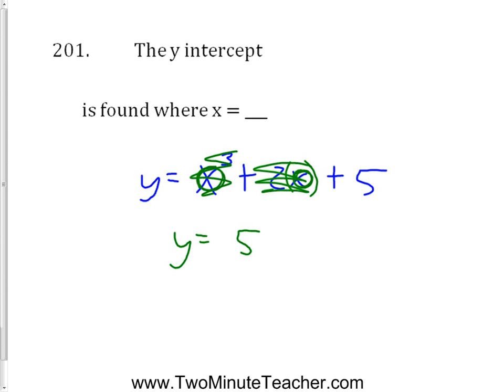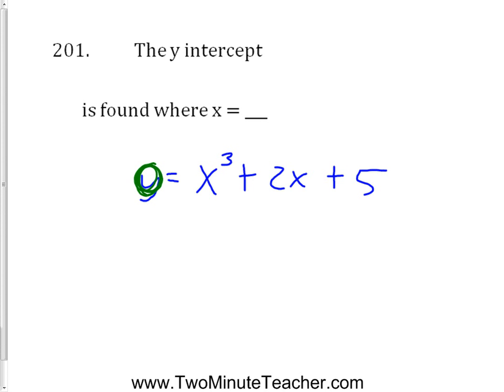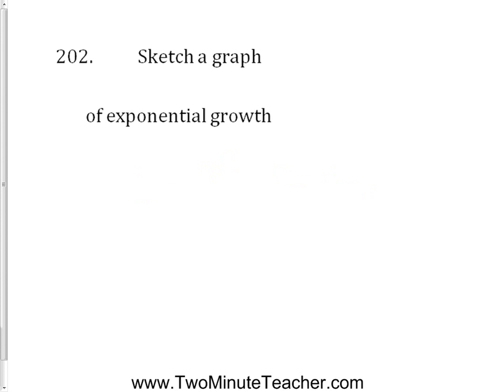Okay? Or if I want to find the x-intercept, the x-intercept is where y is 0. So if I had this equation and I wanted the x-intercept, I set y equal to 0. And if I can solve this by maybe graphing it or factoring it, if I can find what x is, then I've found the x-intercept, because the x-intercept is where y is 0. It's really powerful to understand that.